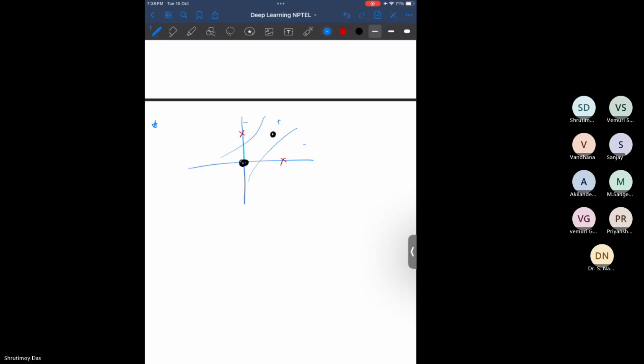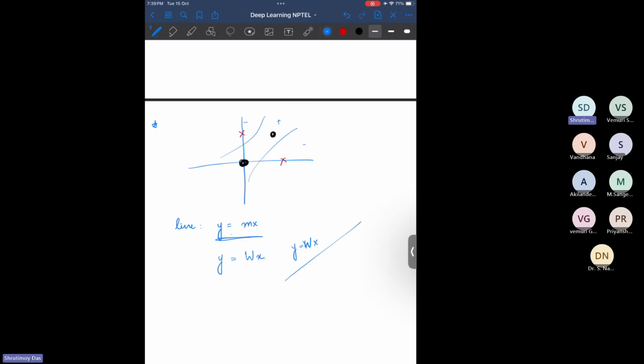Now from your high school, if you remember, what is the equation of a line? Say y equal to mx plus c. Let us forget about c for now. Let us say we have y equal to mx. That means anything that can be written as y equal to something times x is a line. In terms of machine learning or neural networks, suppose you have y equal to some parameters w times some x. That means this is a line, right?